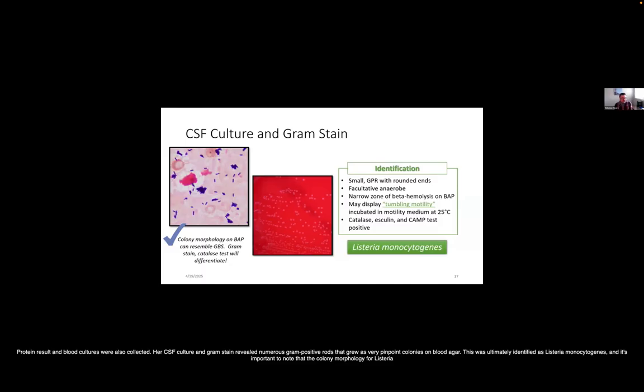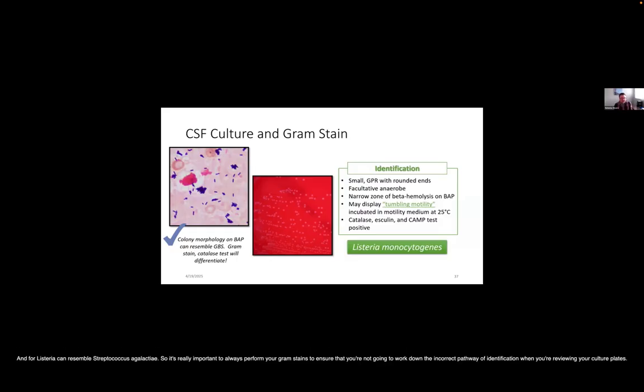Her CSF culture and gram stain revealed numerous gram-positive rods that grew as very pinpoint colonies on blood agar. This was ultimately identified as Listeria monocytogenes. And it's important to note that the colony morphology for Listeria can resemble Streptococcus agalactiae. So it's really important to always perform your gram stains to ensure that you're not going to work down the incorrect pathway of identification when you're reviewing your culture plates.